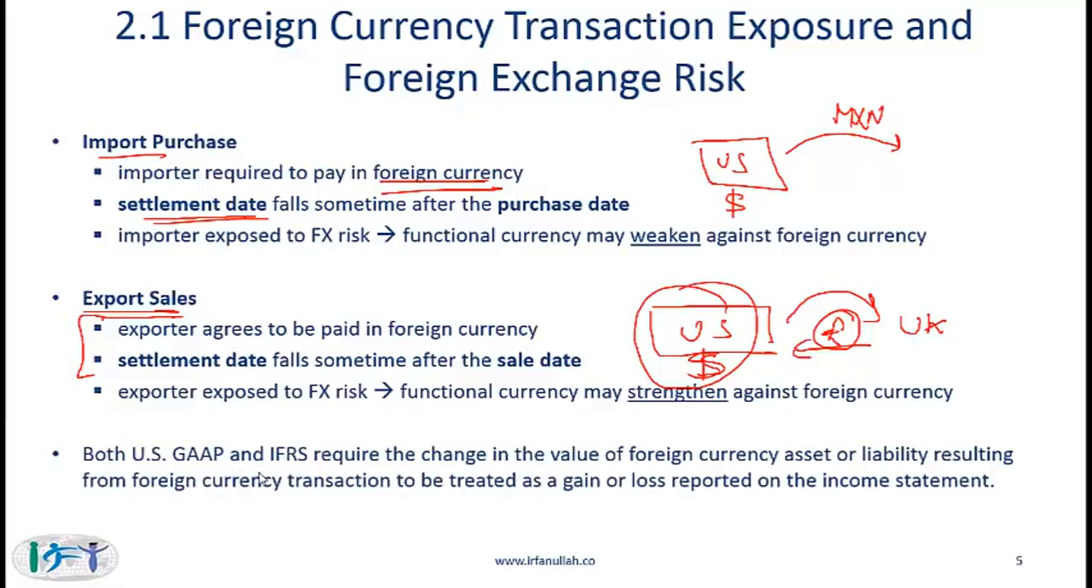Both US GAAP and IFRS require the change in the value of foreign currency assets or liabilities resulting from foreign currency transactions to be treated as a gain or loss reported on the income statement. So whether this gain or loss is realized or unrealized, it needs to be shown on the income statement.